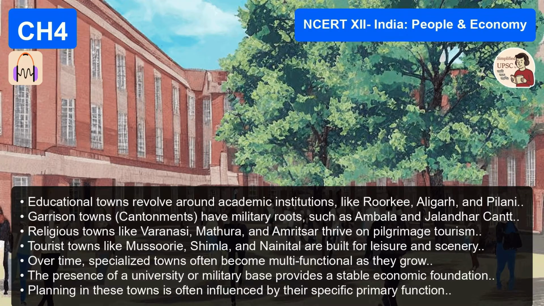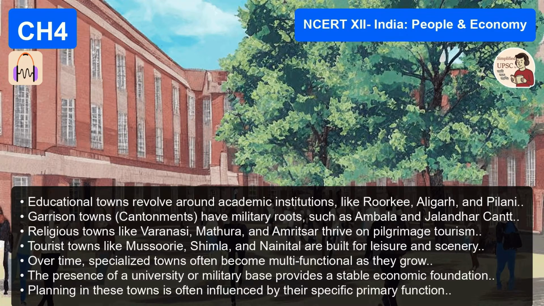Here's one I see on signs all the time. Garrison or cantonment towns. Cant. You see Ambala Cant, Jalandhar Cant. These have military roots. They were built for the army, usually with wide roads and very distinct architecture, and often physically separated from the main civilian city. Educational towns. Big campus towns, where a university is the town. Roorkee, Pilani, Aligarh. The entire local economy revolves around the students, the professors, and the academic calendar.